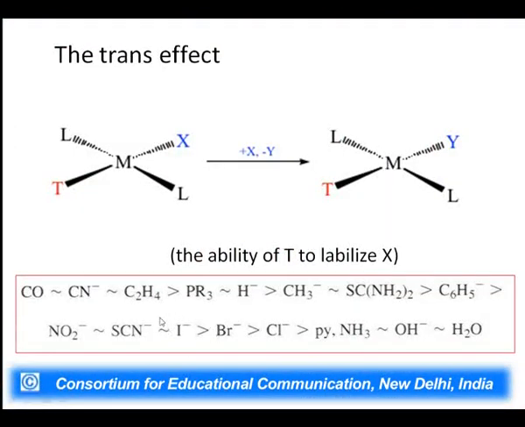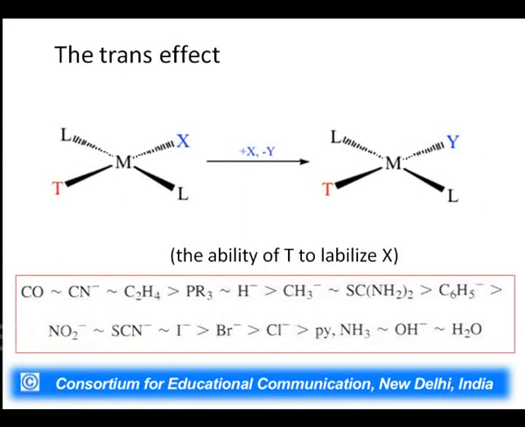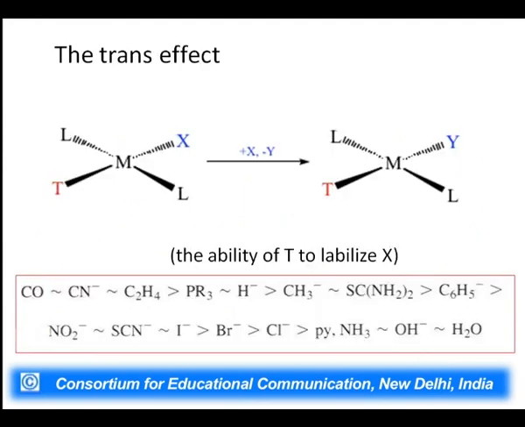Iodide is more polarizable, so it is higher in the series than bromide, which is higher than chloride. So, this trans effect can help us in the synthesis of various types of isomers, trans or cis. They can be obtained depending upon the trans-directing ability of the ligand.